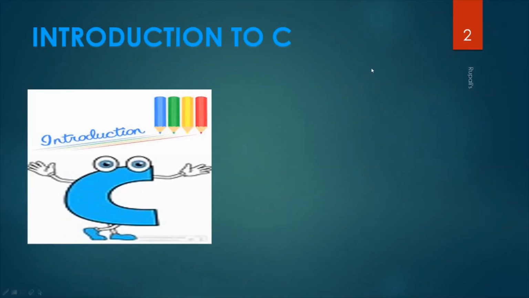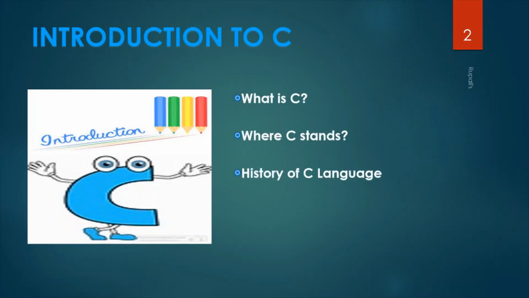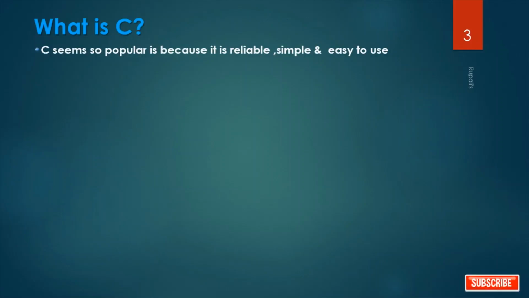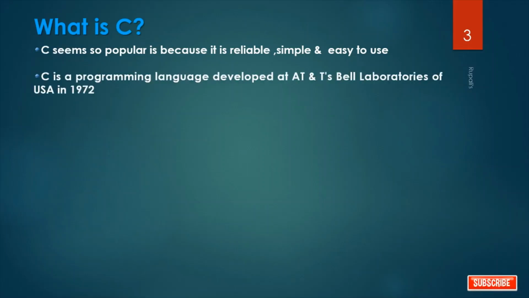Introduction to C. Today we will cover what is C, where C stands, the history of the C language, and why the C language is so important. First, what is C? C is so popular because it is reliable, simple and easy to use. C is a programming language developed at AT&T's Bell Laboratories of USA in the year 1972.